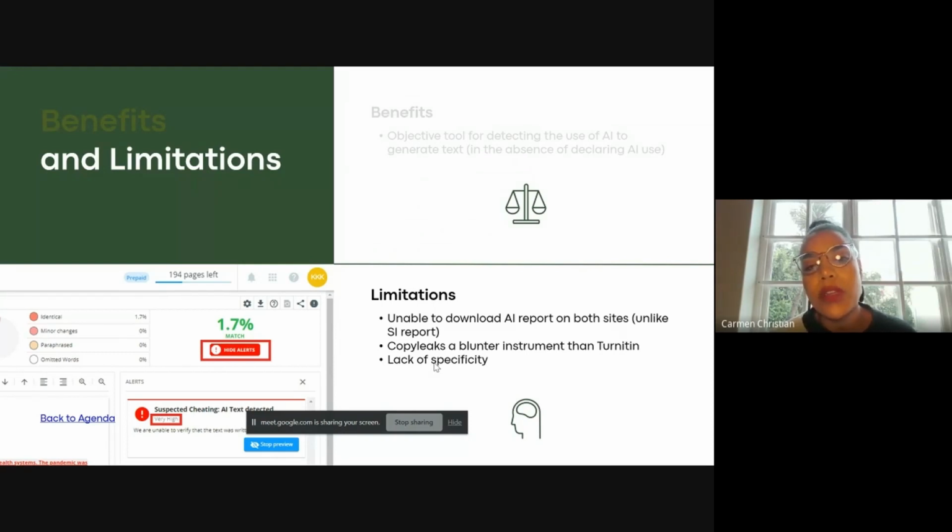Turnitin will give you a specific percentage of what amount of the text was generated using AI, while Copyleaks will simply use a descriptor like very high, medium, or low. But I think my main issue is the lack of specificity. So, yes, these are mainly tools simply to detect AI, but they tell us nothing about how those AI systems were used to actually generate the outputs that we see.